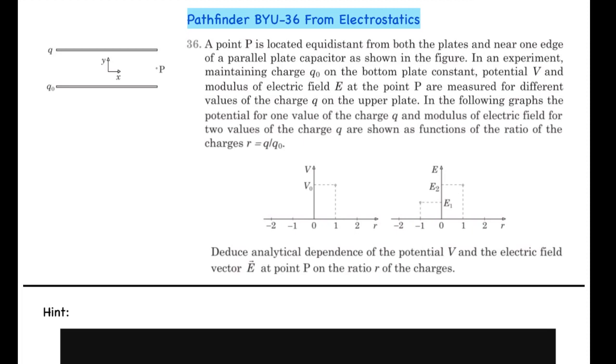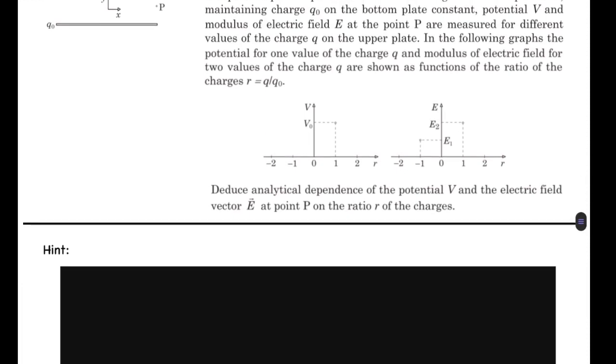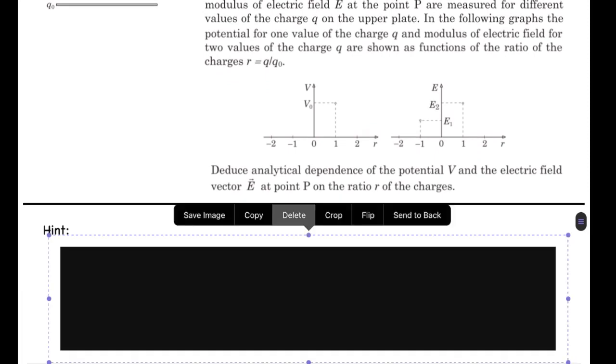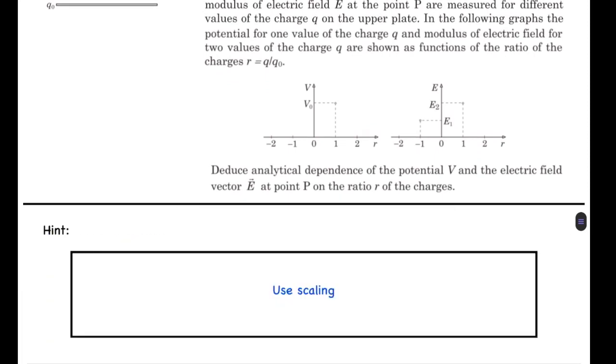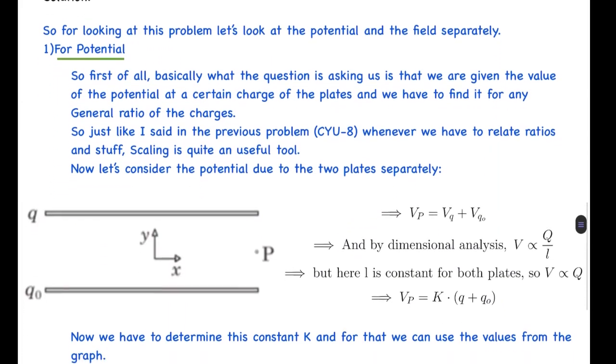And here we have been given two graphs, and we have to deduce analytically the dependence of the potential V and the electric field vector E at point P on the ratio R of the charges. So if you want to give this question a try without the hint, you can do it now. The hint is the same as the last question, that you have to use scaling. So if you want to try it again with this hint, you can do it now. So yeah, now let's look at the solution.